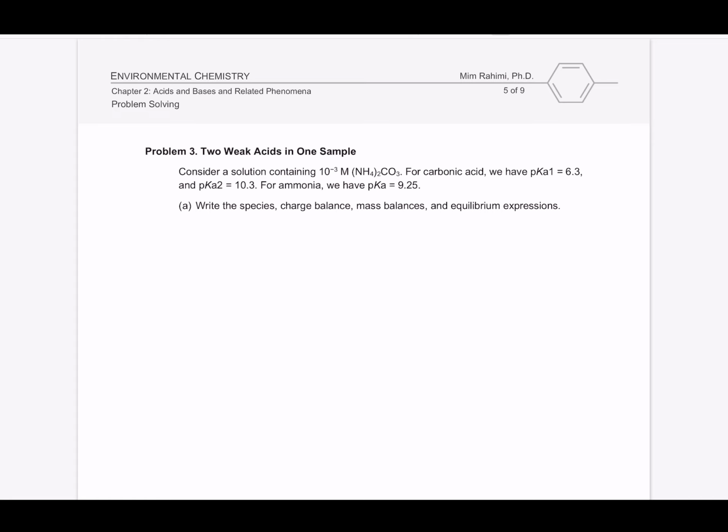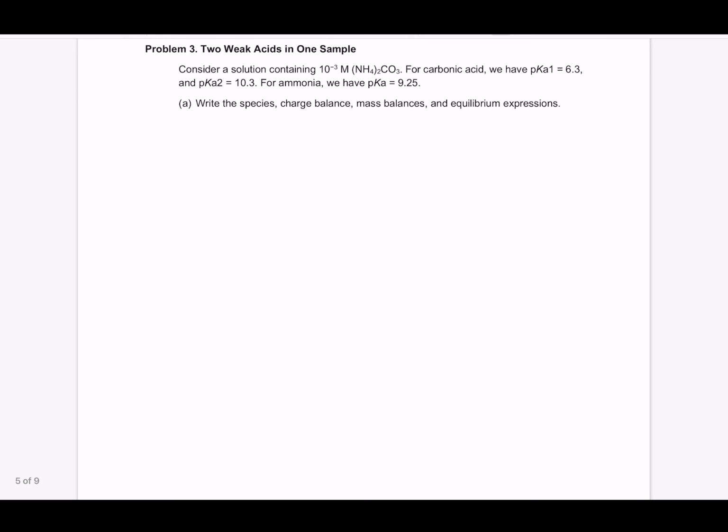So the question is asking us first to look at the speciation, all the reactions that might happen, and also all the mass balances. So we start with speciation. Before the speciation, we're adding ammonium carbonate. This would produce 2 moles of ammonium plus 1 mole of carbonate.